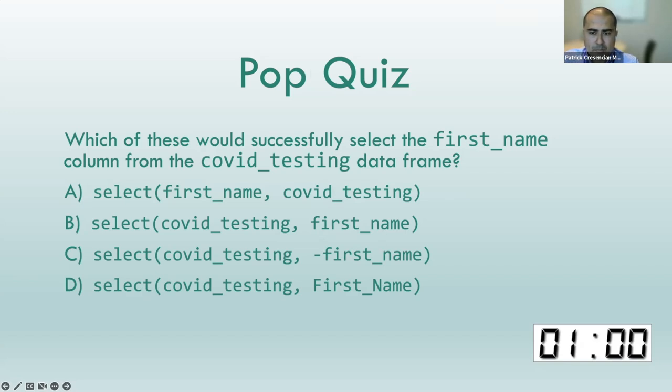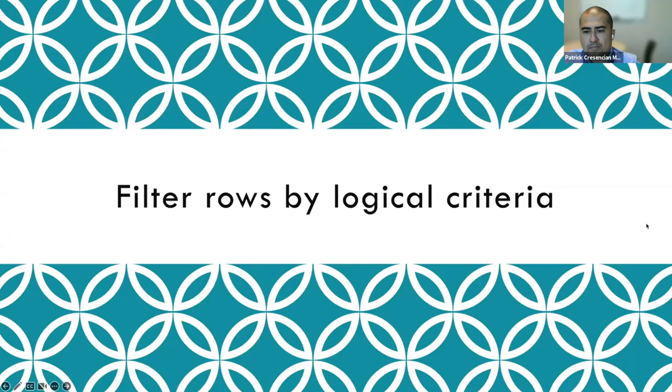For bonus, anyone want to guess what C here does in the chat? If you put a minus in front of that first name, what do you think might happen? So that would eliminate, right? So I see Salada, many other folks are chiming in. This would remove that first name variable. And so that's a nice shorthand way. If you want to just drop a single column, you can use that syntax there.